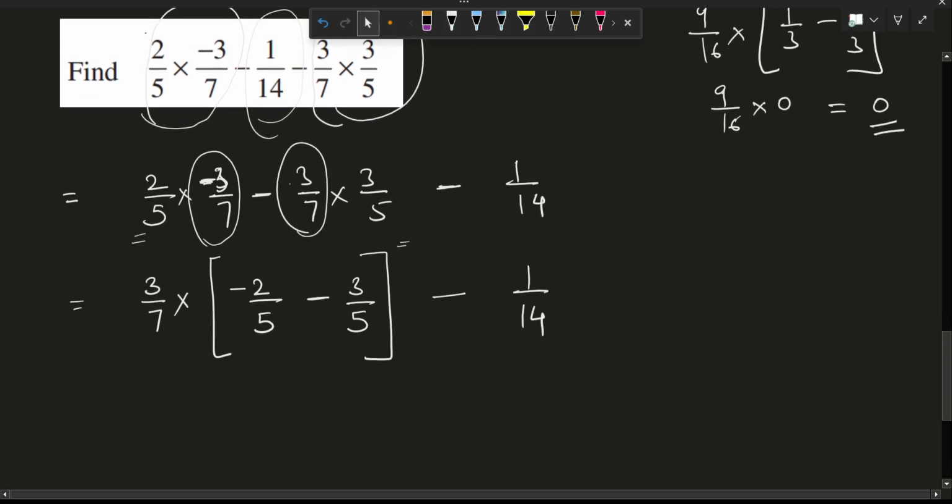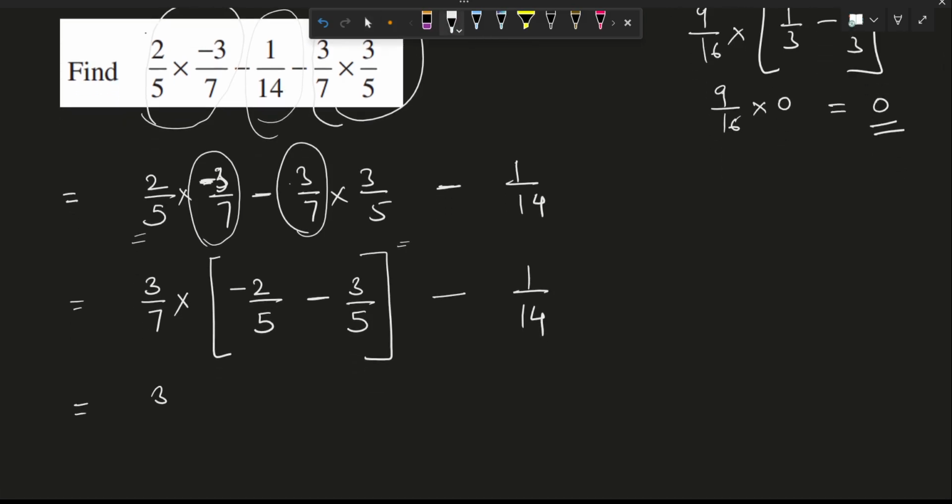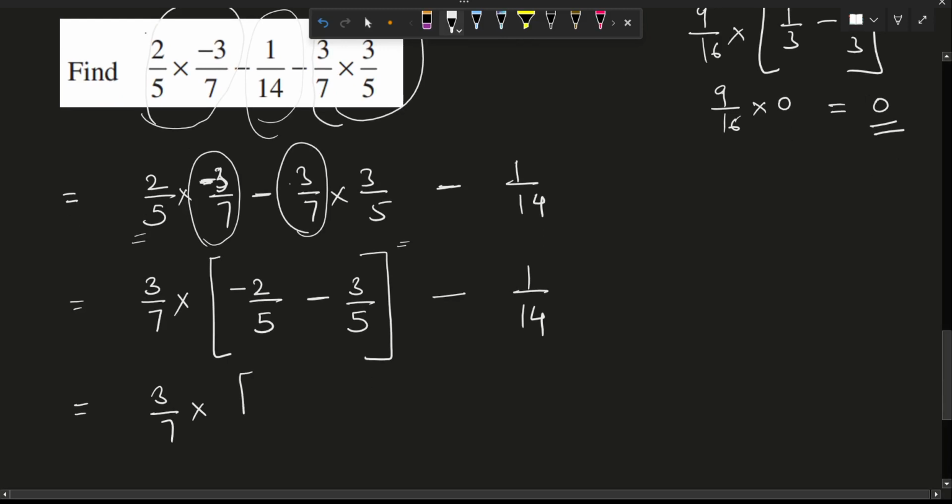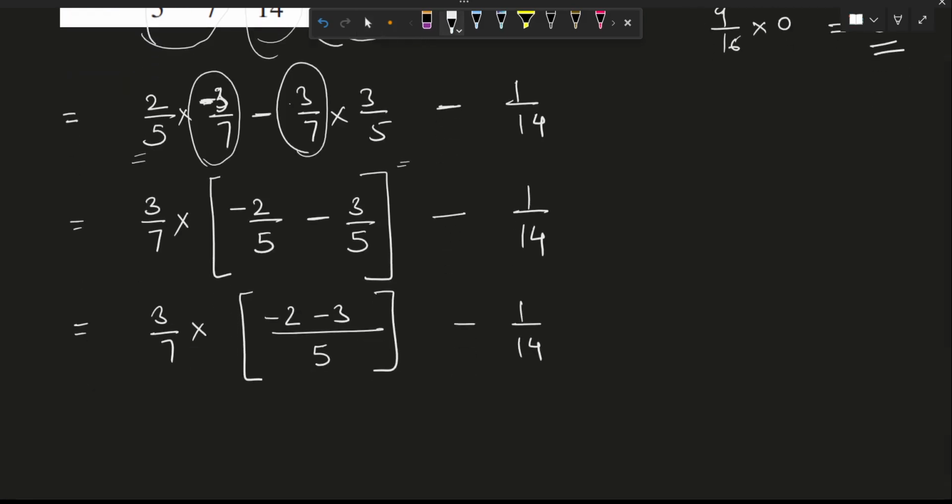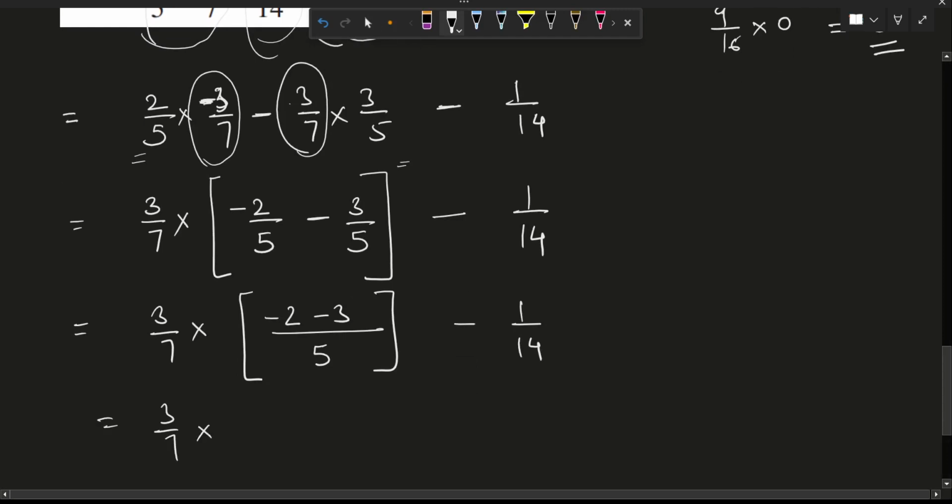Please follow the steps. Then there is no issue in calculation and you will also be able to find out your mistakes if you have done any in any step. Here the denominators are same, so LCM is 5 only. So you just take the numerators minus 2, minus 3. Next step, 3 by 7 multiplied by minus 2 minus 3 is minus 5 by 5.